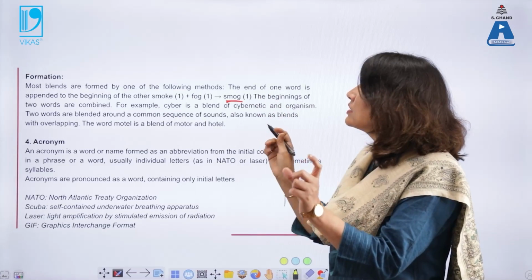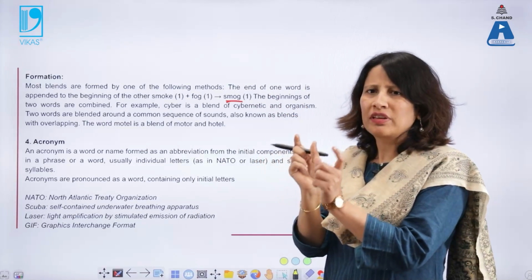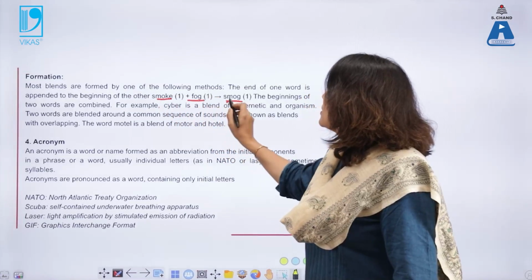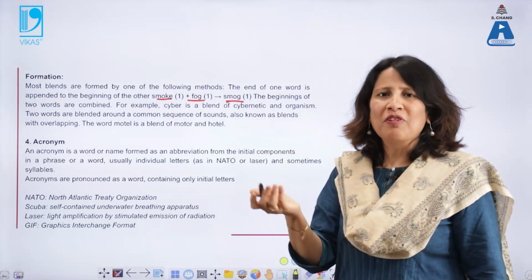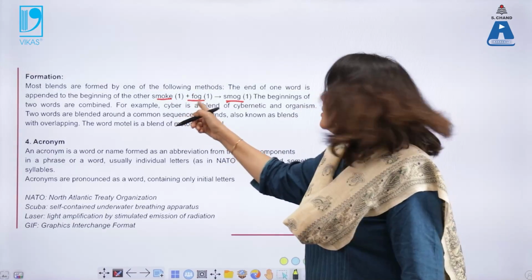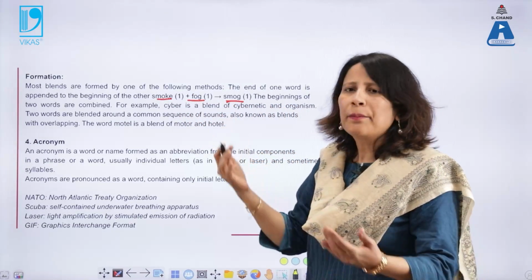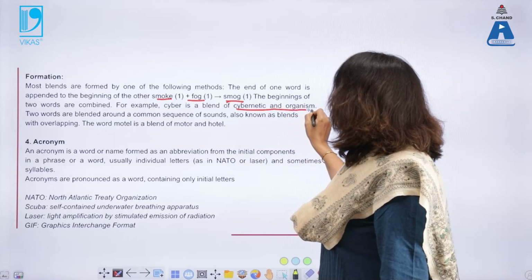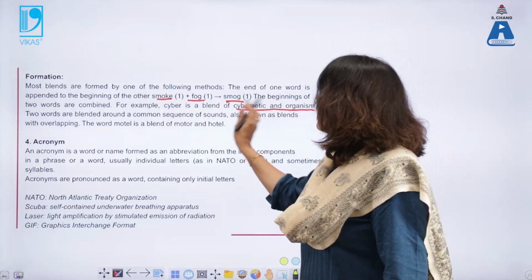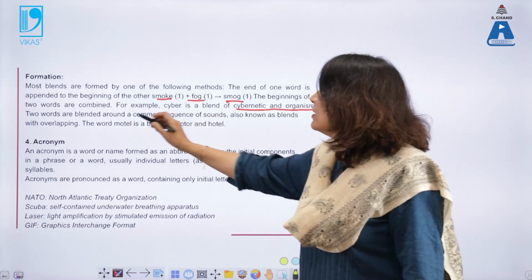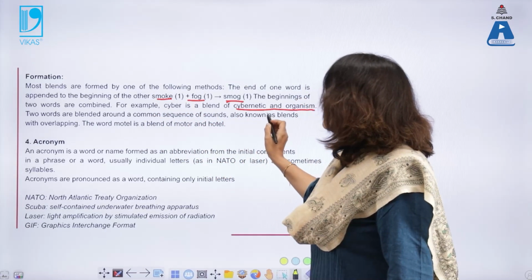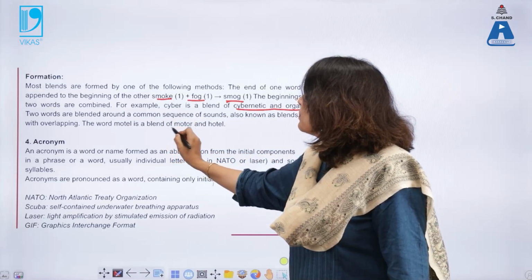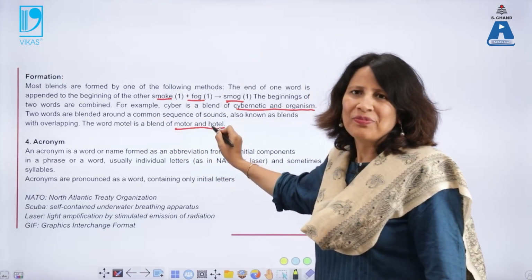The end of one word is appended to the beginning of the other. For example, when we have smoke plus fog, smog is the new word which forms out of smoke and fog. Or the beginnings of two words are combined. For example, cyber is a blend of cybernetic and organism. When these two words are blended, they become a common word. The word motel is a blend of motor and hotel.